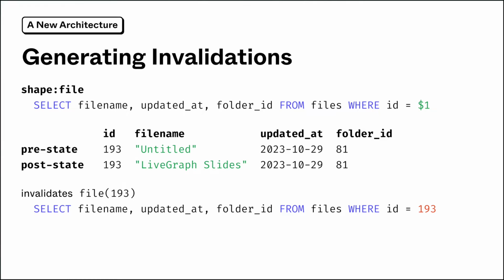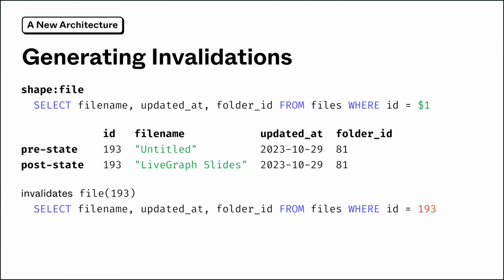So the mutations that we consume from the database look like this thing just below the shape, where we have a pre-state and a post-state. We get to see the state of a row before the mutation and then what the row looked like after the mutation. So this particular mutation is a rename, right? Someone changed the name of this file.